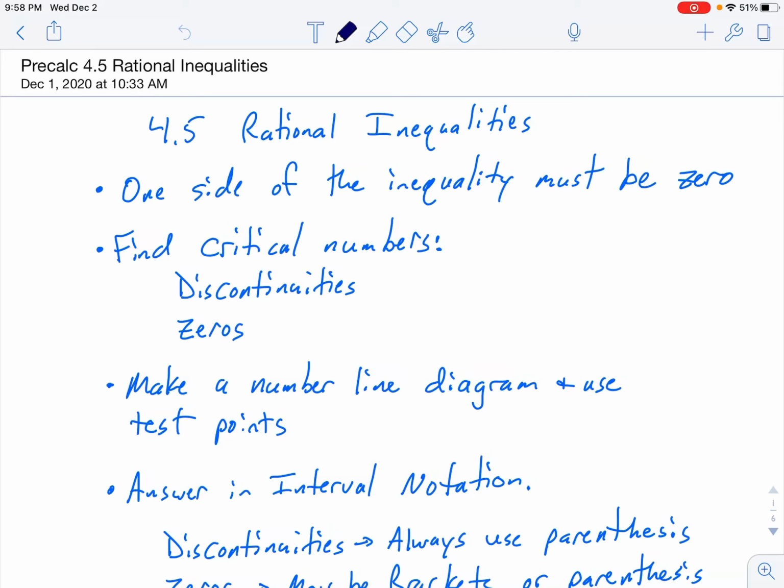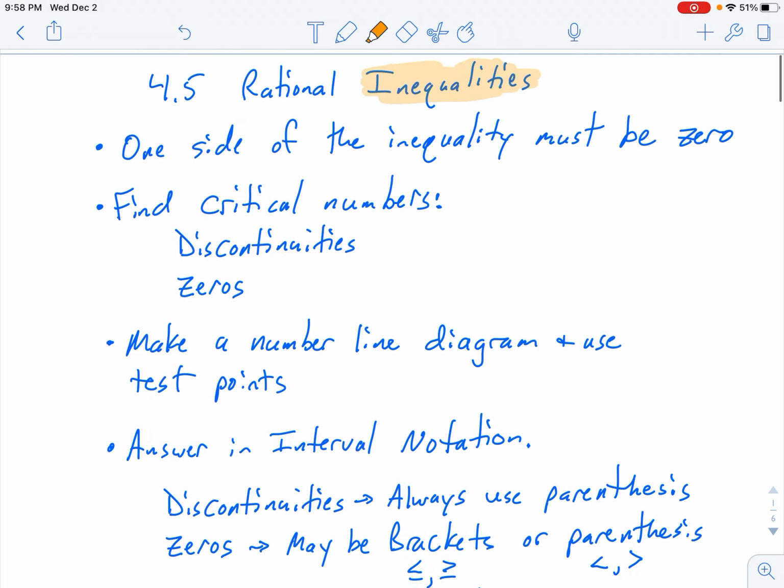Hello guys, so our last lesson was rational equations. This topic is rational inequalities. Inequalities are the whole greater than, less than thing. And man, look at all these notes.